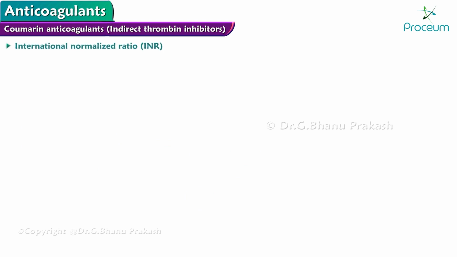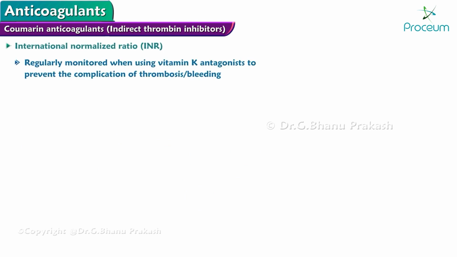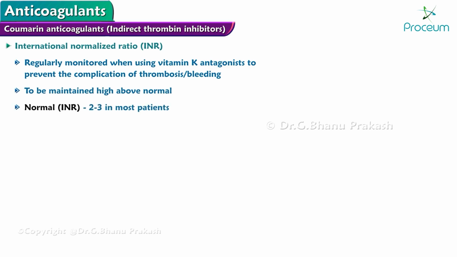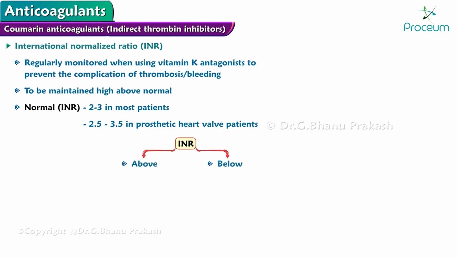International Normalized Ratio, INR, is to be regularly monitored when using vitamin K antagonist to prevent the complication of thrombosis, bleeding. INR ratio is 2 to 3 in most patients and 2.5 to 3.5 in prosthetic heart valve patients, and has to be checked regularly. INR below the range can cause thrombosis, or bleeding if it is above the said range.